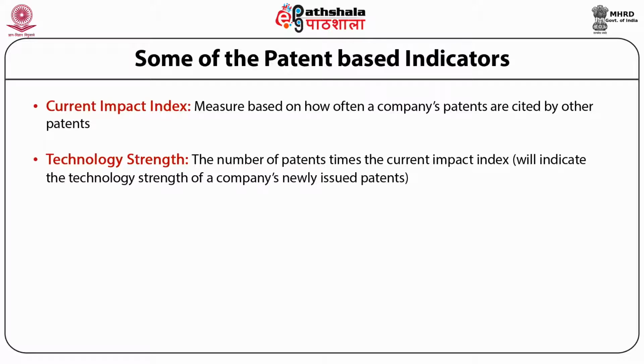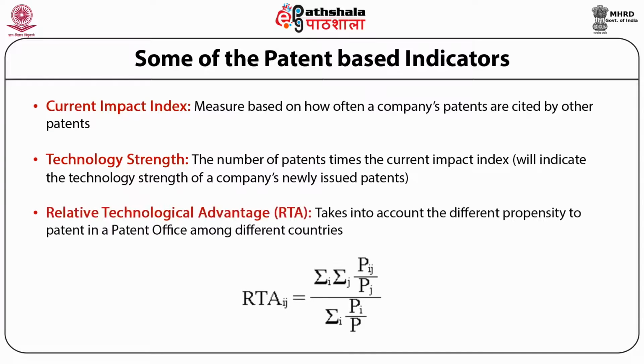And the third indicator, which is very commonly used, is the relative technological advantage. It takes into account the different propensity to patent in a patent office among different countries. It can be for a firm or also for a research unit. What it does is a normalization so that you can really judge your technological strength.